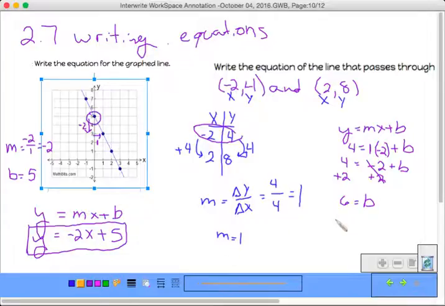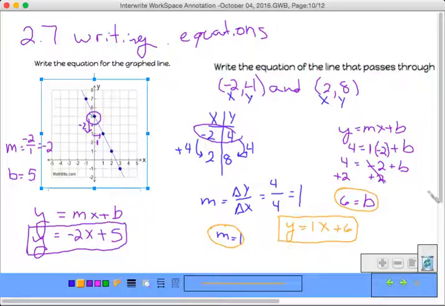So my final answer should look like y equals whatever my m was. So 1x, or you can just put x in that case, because 1 times x would just be x. And then we got +6, so we're going to put +6. And that's my final answer.